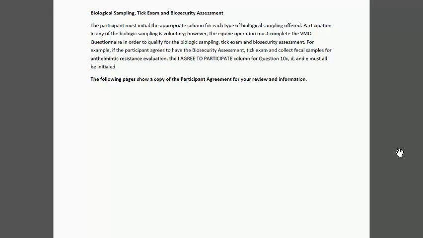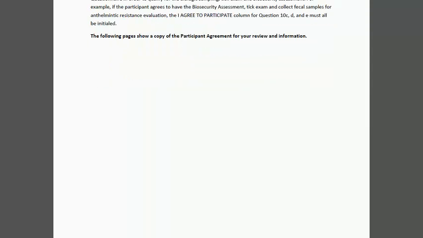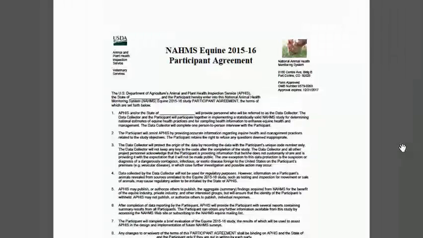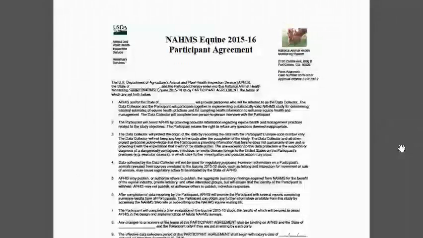So they can't just do the parasite testing and not be part of having done the questionnaire. The next page is the actual participant agreement. And I'm obviously not going to read all of that, but it does need to be completed. The participant signs it, and the person that's there to witness them signing it also signs on that first page. The next page is where I'm talking about they either have to say they agree or they don't want to participate in each of those options.